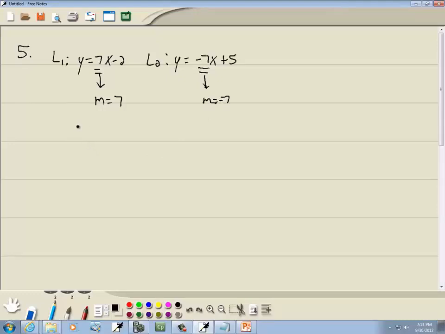Well, to be parallel, they have to be the same. These aren't the same, are they? Perpendicular. Well, perpendicular means I start with one of the slopes. Doesn't matter which one. Let's say I start with 7 here. I write it in fraction form, flip it, and change its sign. And then you see if that's equal to your other one. Well, it's not equal to our other one, so it's not perpendicular either. Well, if it's not parallel or perpendicular, then it would be neither.